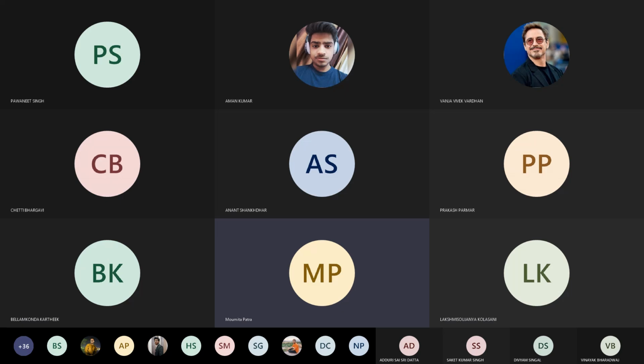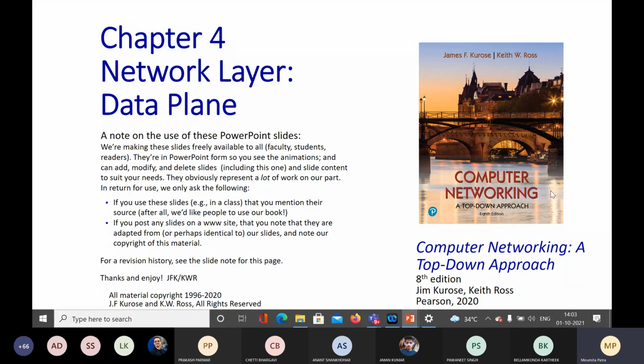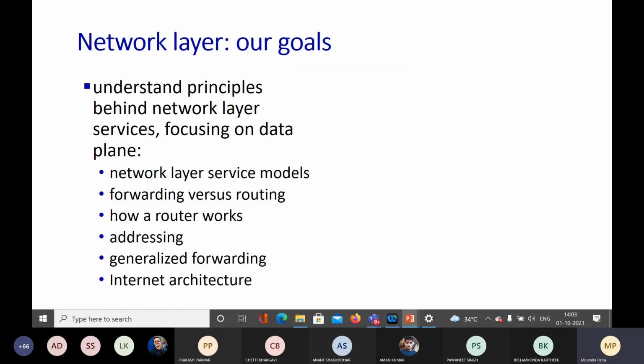Okay. So as you all know, I'm following this book, the eighth edition, for all the chapters in this course. The slides also pretty much I've taken from here itself. This is for everybody's convenience, as all of you are not on campus. So let's move on to the network layer and its functionalities.